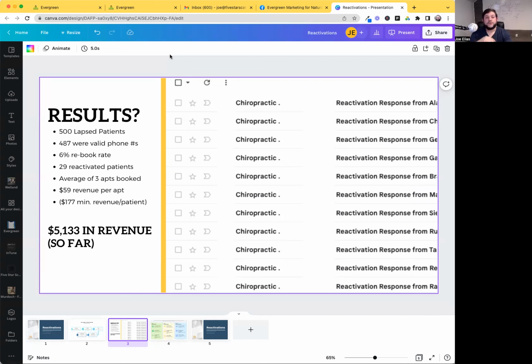This sample office books at $59 an appointment, so they're a cash practice. Every patient that is reactivated right now, and this number will grow, is about $177 in revenue. So we do the simple math: 29 times 177. That's about $5,100 in incremental booked business from people who already know who you were, already know where you're at, already know what your office looks like because they've been there and paid you for stuff. And now they're back in the door.